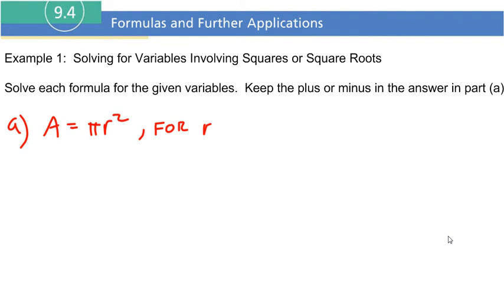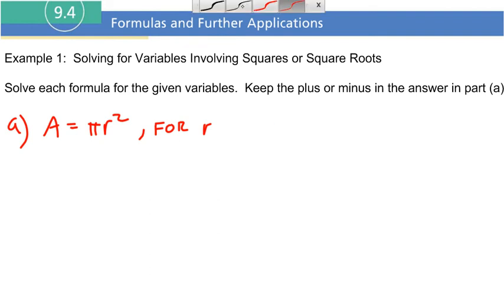In section 9.4 now, we're going to be first starting with this example, and it says that we want to solve for particular variables now. So for example, in this one it says solve each formula for the given variable. So we want to solve for r, and we're going to keep the plus or minus in this first example, part A. All right, so we have A equals pi r squared, which is the area of a circle, and we want to solve for r.